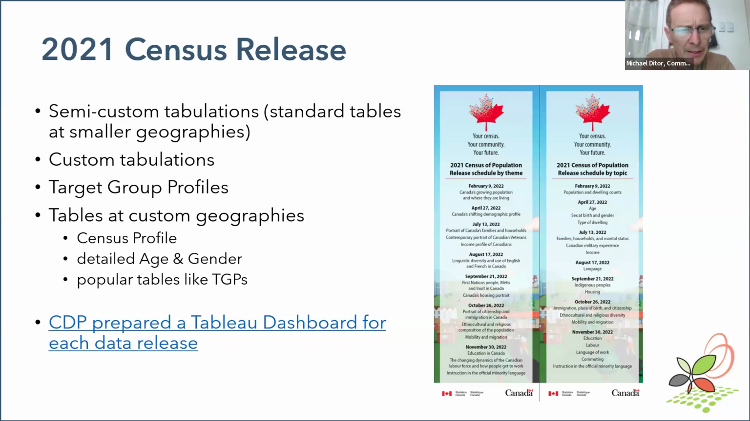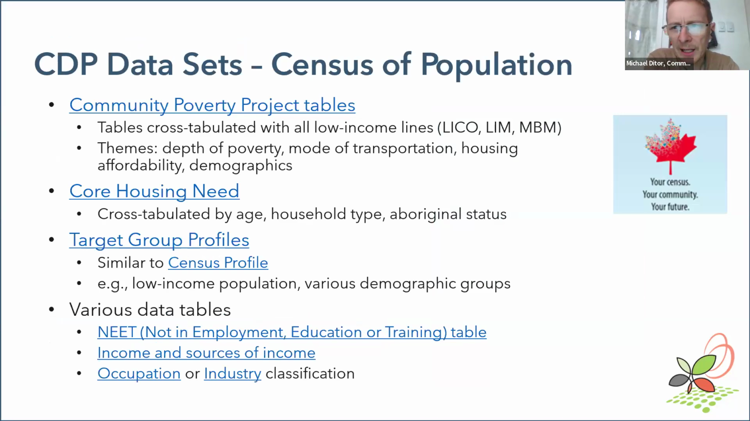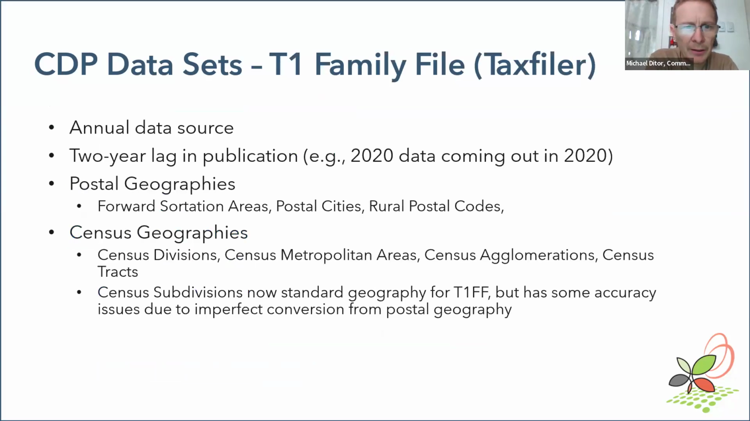And so I have some examples here of the types of tabulations that we get. Community Poverty Project cross tabulates all the different low income lines with various dimensions. Core housing need is another popular one. Target group profiles I just explained. The NEAT tables, it's worth exploring what we have in there.